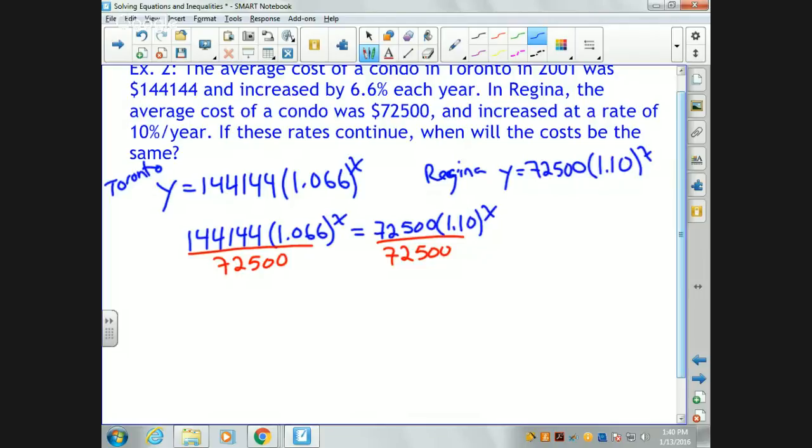So what I was going to suggest is, let's divide both sides here by 1.066 to the exponent x, just like we divided by the 72,500. So divide this side here. Yeah, sure. Why don't we do both ways? I'll do it this way to start, and then we'll come back and do it the other way.